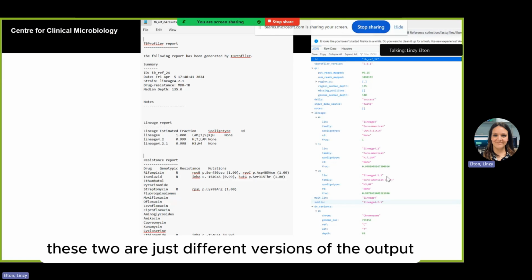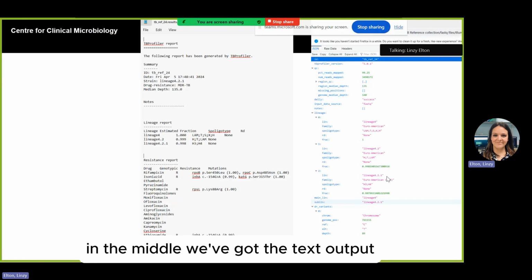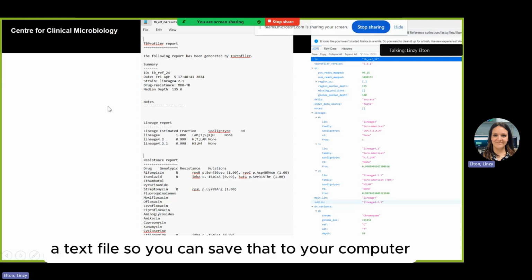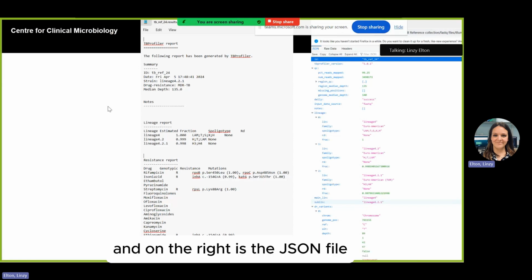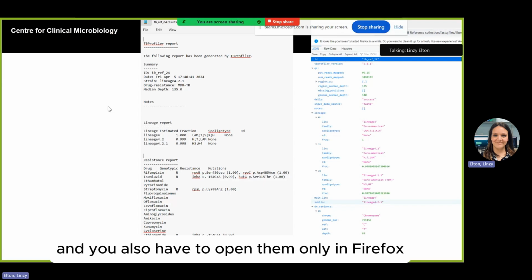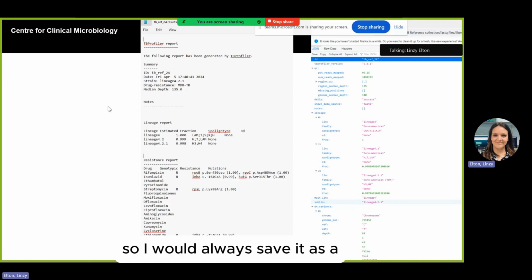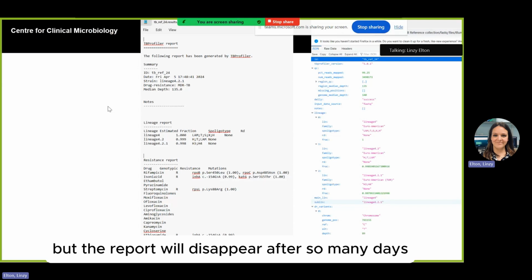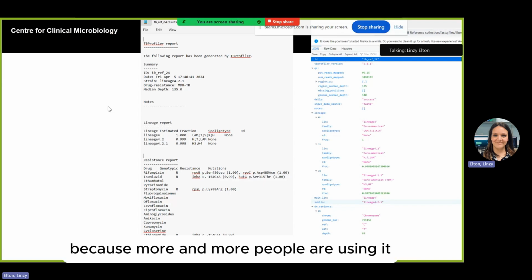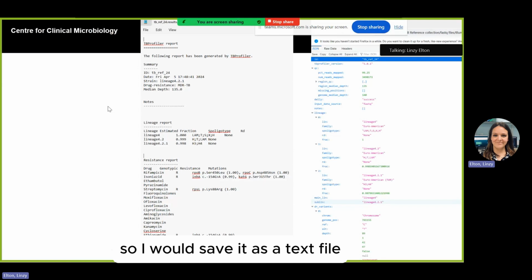These two are just different versions of the output. In the middle, we've got the text output. It's exactly the same thing, but it's a text file, so you can save that to your computer. And on the right is the JSON file. I don't like the JSON files very much. I find that they're not very easy to navigate, and you also have to open them only in Firefox, or at least I seem to only be able to open them in Firefox. So I would always save it as a text file because it's much easier. Obviously, you can read the report on the website, but the report will disappear after so many days because they delete the data, and obviously because more and more people are using it. So yeah, I would save it as a text file.